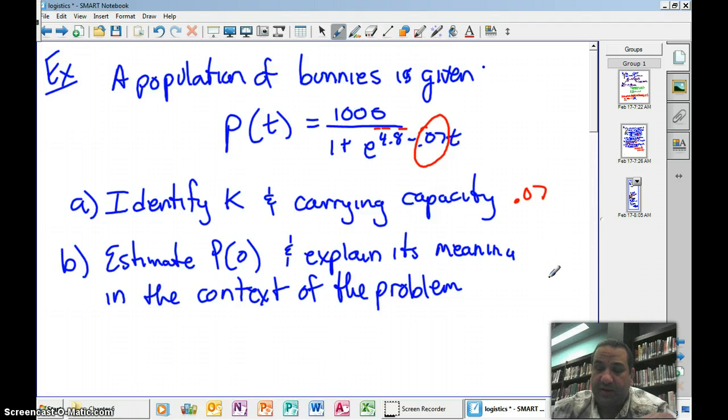Then it says the carrying capacity. Well, that's easy. Carrying capacity is 1,000, so M equals 1,000. And this is K, because it's always KT. I know it said MKT, but I'm not going to solve for it. All right? Estimate P of 0 and what it means in the context of the problem.